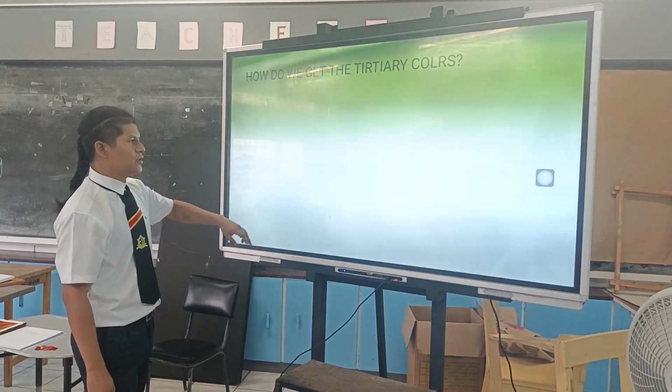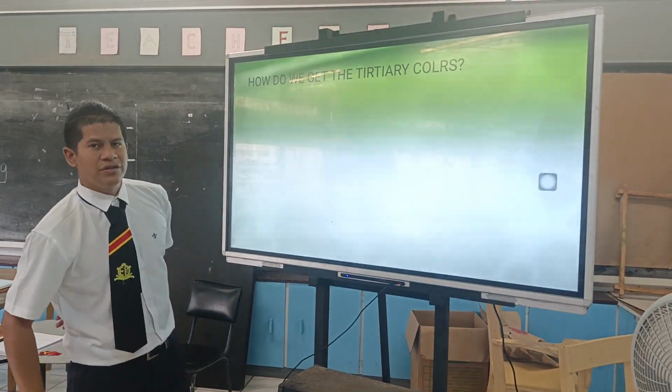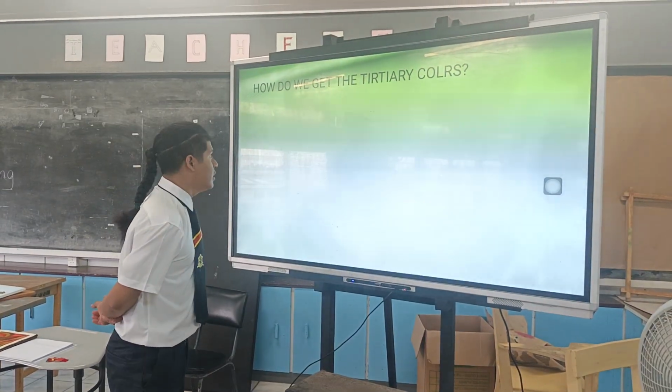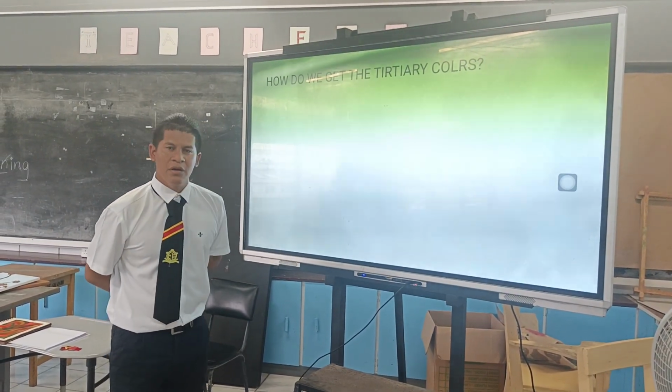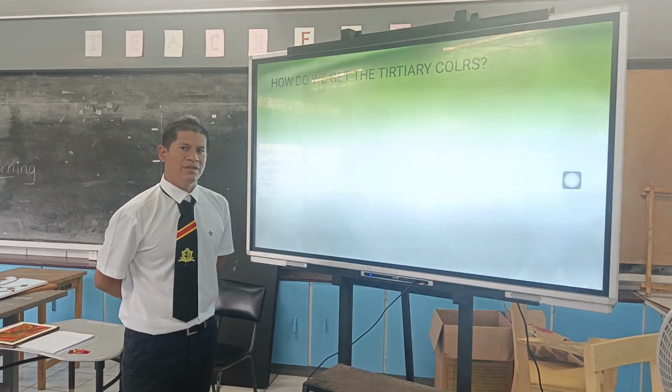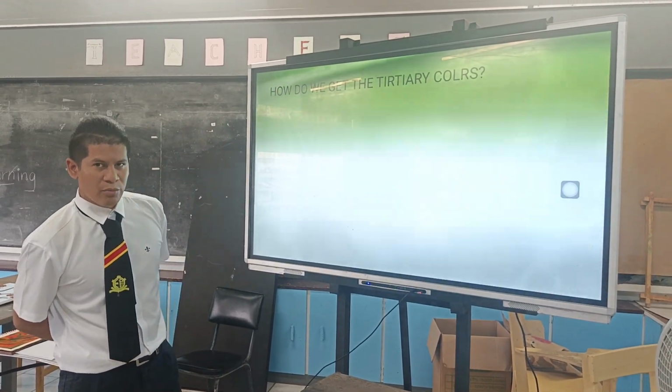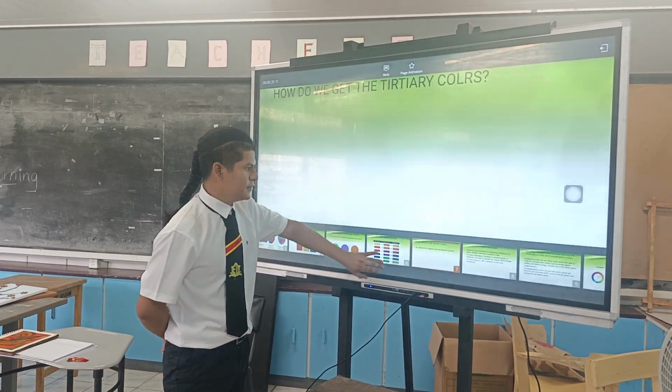How do we get the tertiary colors? As I just explained, just to check in to make sure the students are paying attention, you have the prompt question asking them, how do we get the tertiary colors? And the answer would be by mixing the primary and secondary colors.